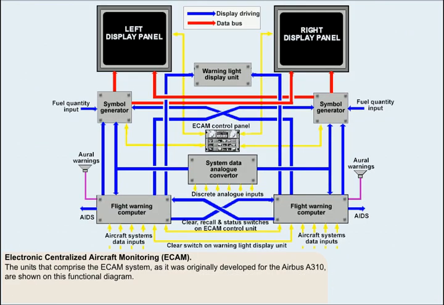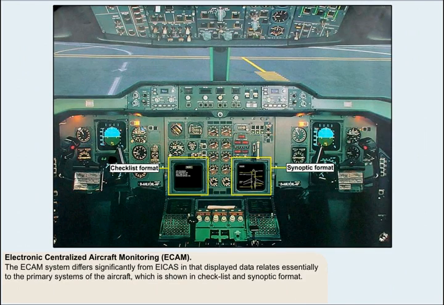The units that comprise the ECAM system, as it was originally developed for the Airbus A310, are shown in this functional diagram. As far as the processing and display of information are concerned, the ECAM system differs significantly from ICAS in that the displayed data relates essentially to the primary systems of the aircraft and is shown in checklist and pictorial or synoptic format.